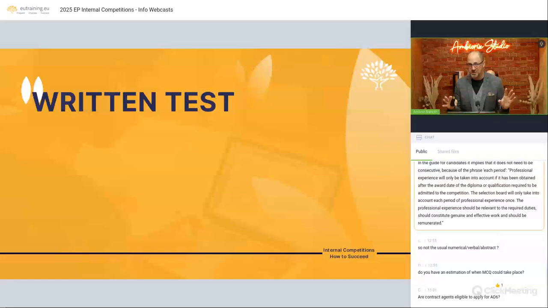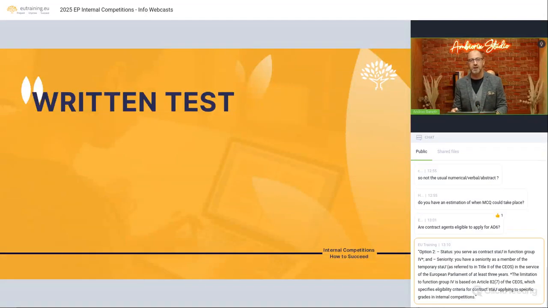So without getting too bogged down and telling you the wrong information, I'd rather double check it and we would follow up. But I'm thinking that the answer is yes, but it's a cautious yes. So I'll double check whether there's a distinction between contract and temporary agent and function group 4 for AD6. So my hunch is that yes, but I'll double check it.